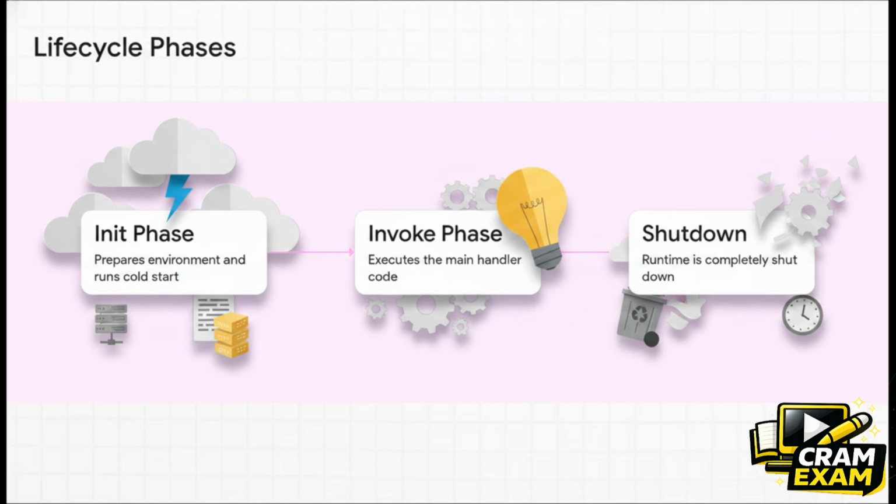First, we have the init phase. This is where Lambda prepares the environment. It downloads your code, starts the runtime, and runs any initialization code that sits outside of your main handler. This is what we call the infamous cold start. Next comes the invoke phase, which is where your actual handler code finally runs. And lastly, the shutdown phase, where the environment is totally cleaned up.